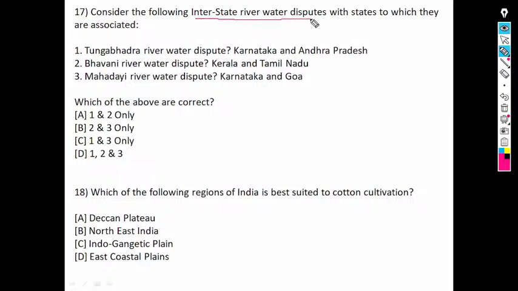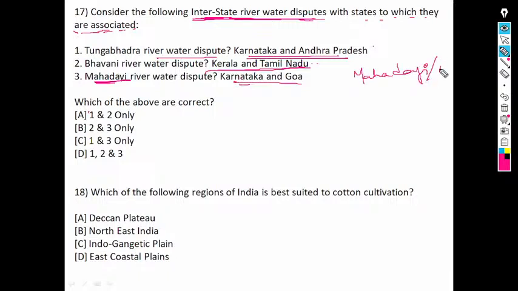Consider the following interstate river water disputes. Tungabhadra water dispute. Then Bhavani River water dispute between Kerala and Tamil Nadu. Then Mahadai river water dispute, Karnataka and Goa. Mahadai or Mandovi river is here particularly.